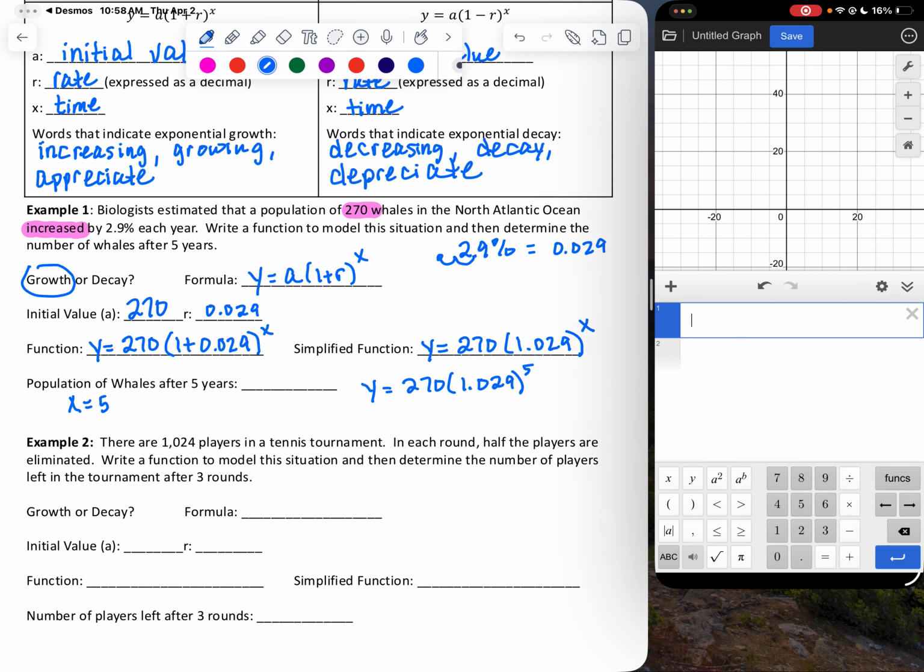So you're going to need a calculator. I'm going to use Desmos, but you could use any type of calculator you want for this. So 270 parenthesis 1.029 close parenthesis raised to the 5 power. Now, with whales, we want to express our answer as a whole number. So this would be approximately 311 whales.